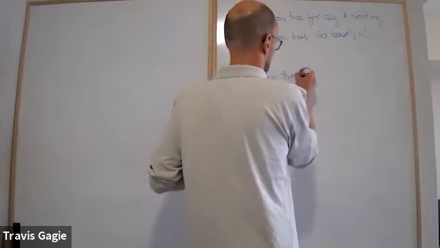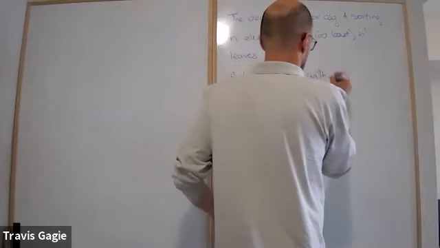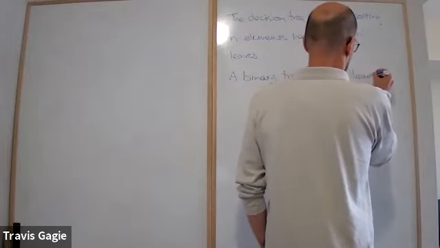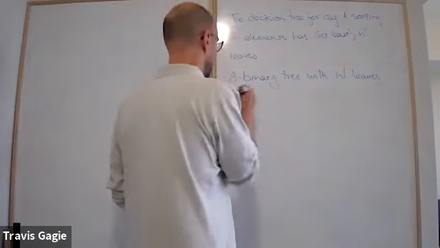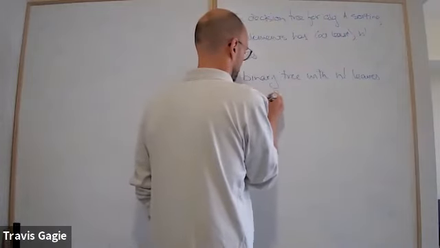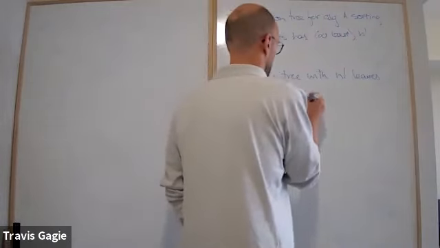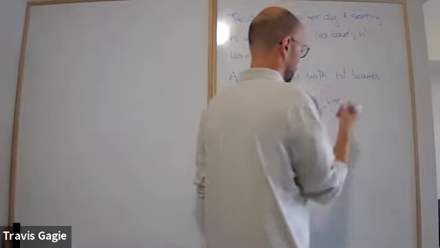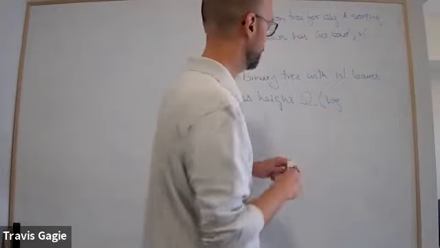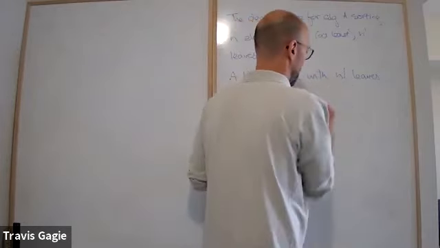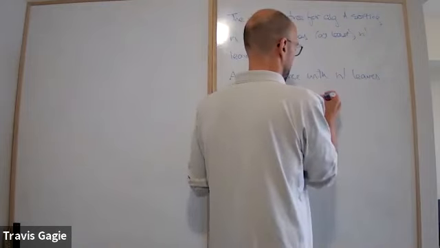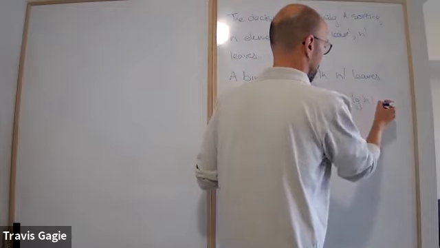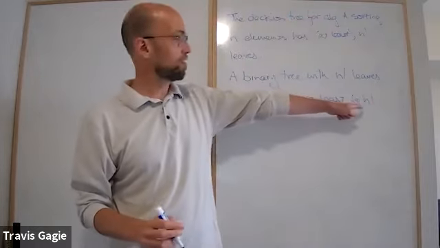A binary tree with n factorial leaves, at least n factorial leaves, has height Omega of log. I don't even need the omega yet, at least log n factorial.